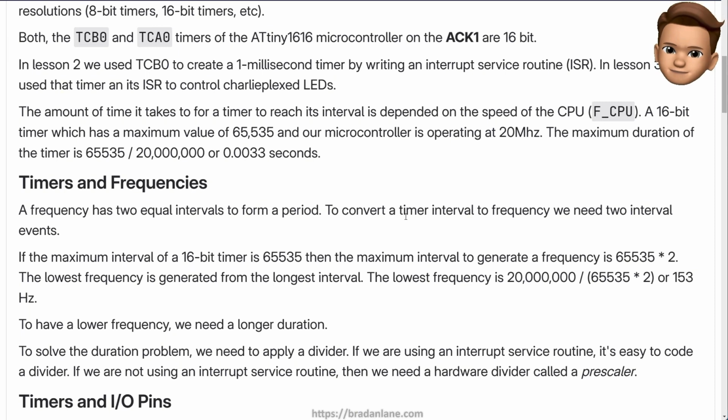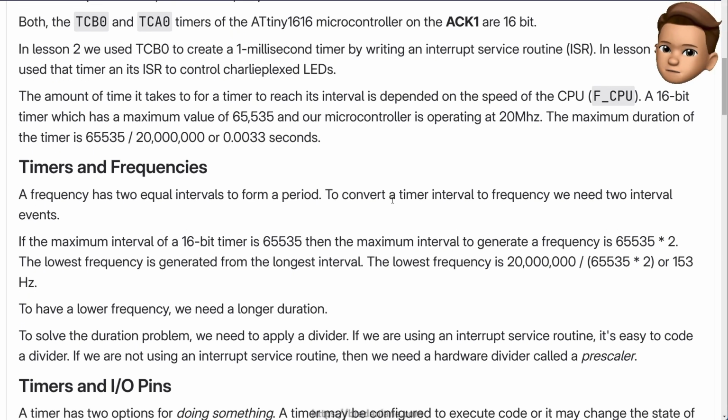A frequency has both an on interval and an off interval. We need two different events. We have an on event and an off event, and then we have the next on event and the next off event, which means we actually only have half as much of the maximum duration at a frequency interval. Let's run through that. So that's our 20 million divided by 65,535 times 2, or 153 hertz.